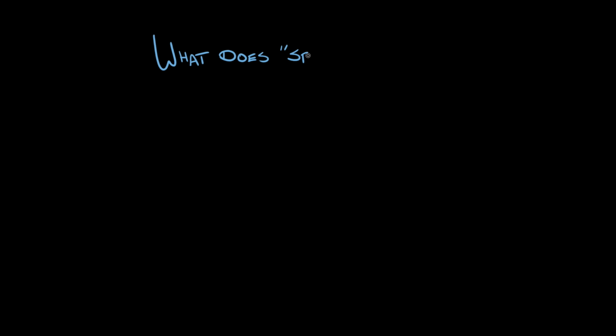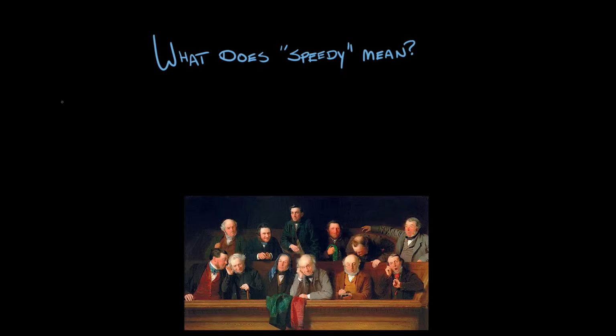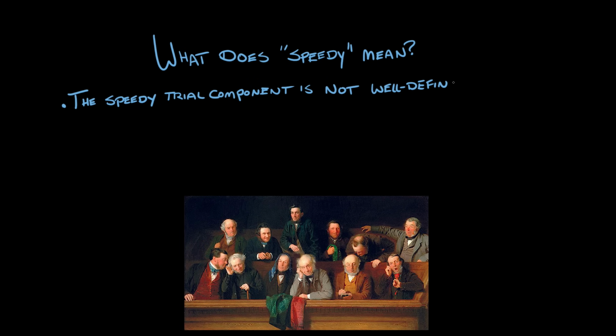The speedy trial component is not well defined. The Supreme Court has ultimately said, well, we're going to balance a bunch of factors. How long is the delay? What's the reason for the delay? Has the defendant shown any prejudice from the delay? How long did it take after the defendant requested the speedy trial? And very rarely does the court actually throw out a case based on that. What happens more often is that the defendant makes a request and then judges really try to push the case along to be faster.